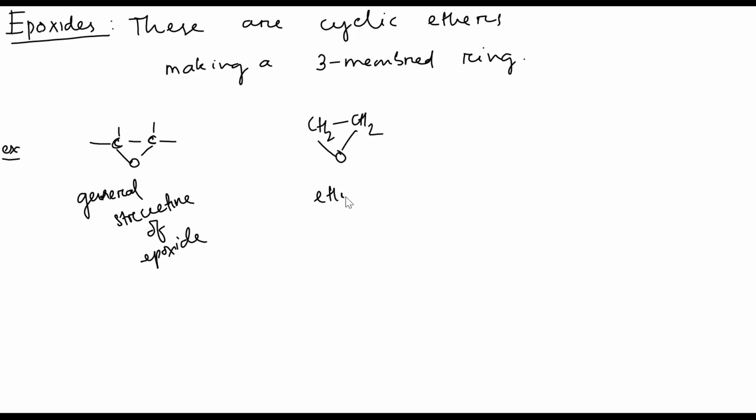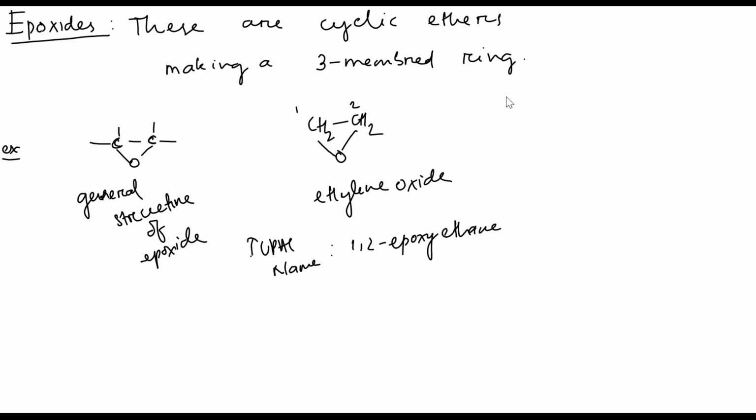If you go to a particular example, this CH2 single bond CH2 single bond oxygen is known as ethylene oxide, or the IUPAC name is 1,2 epoxy ethane. Due to the presence of two carbon atoms, carbon 1 and carbon 2, this is known as 1,2 epoxy ethane, and the epoxy group is at 1 and 2 position.